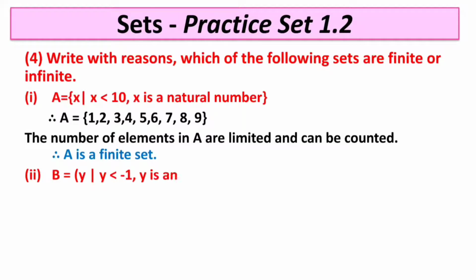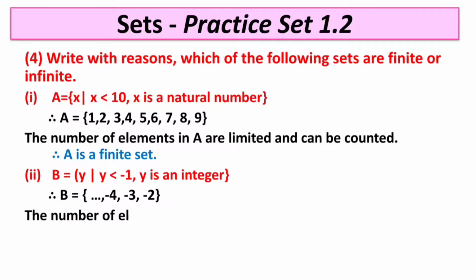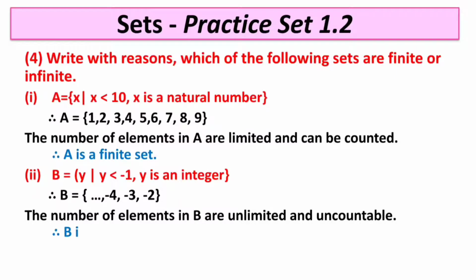Now, the set B is a set of all y such that y is less than minus 1 and y is an integer. If we write this set in numbers, we have many numbers less than minus 1 such as minus 2, minus 3, minus 4 and so on. The number of elements in B are unlimited and uncountable. Therefore, B is an infinite set.